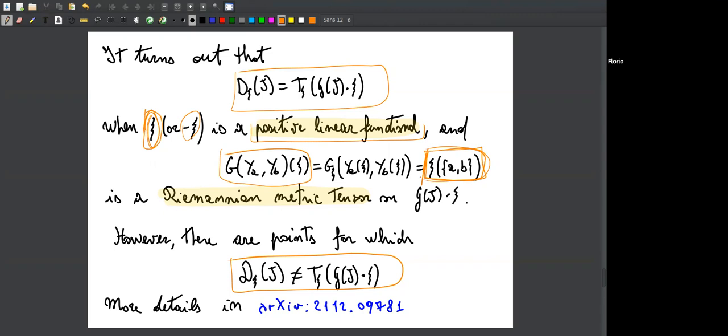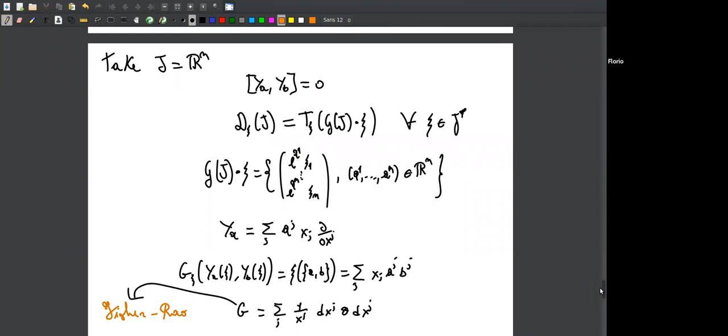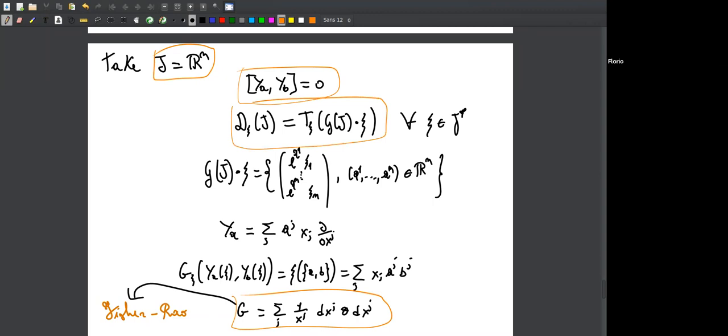Who is this Riemannian metric? Well, I think you can safely guess that when the algebra is Rn, you can do everything, and the result is nothing but the Fisher-Rao metric tensor. This follows because, in this case, the integrability condition is trivial, because the vector fields commute. So this condition is actually true for all Xi, but that's a very, very peculiar case.